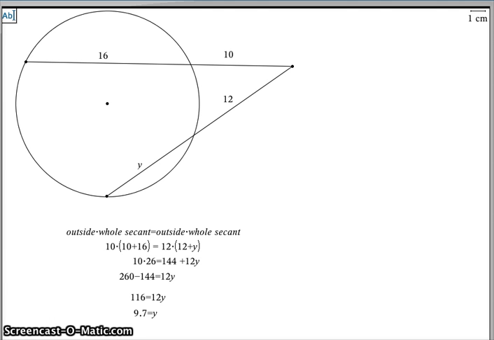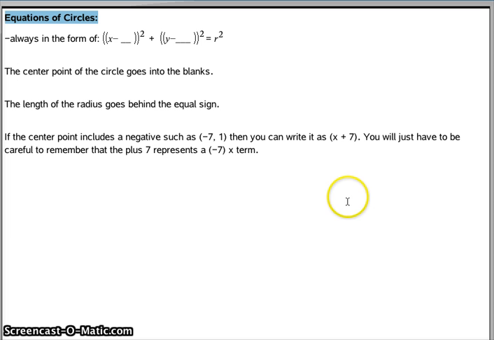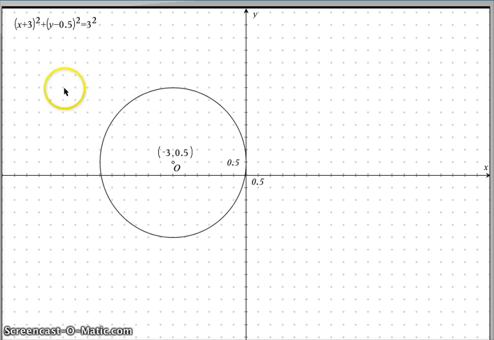And the last thing that we've done in this chapter so far is the equations of circles. Equations of circles are always in this form: x minus the x term squared plus y minus the y term squared equals my radius squared. The center point goes in these two blanks. The length of the radius goes behind the equal sign. If your center point includes a negative term, then you can write it as x plus 7. Just make sure you remember that that x plus 7 actually represents a negative 7 for your x term of your center point. So if I have this circle here, right now it has a radius of 3.